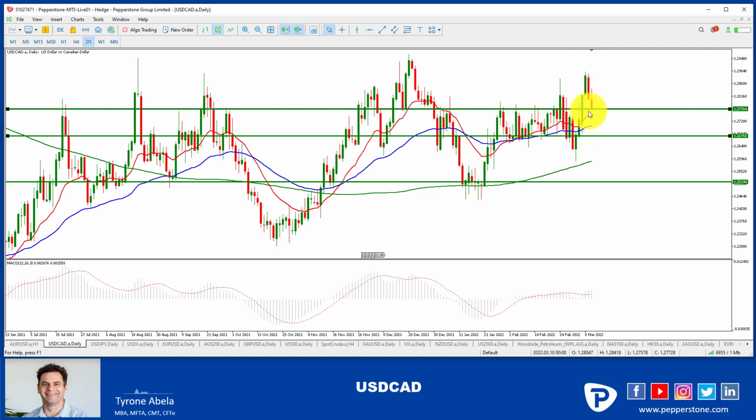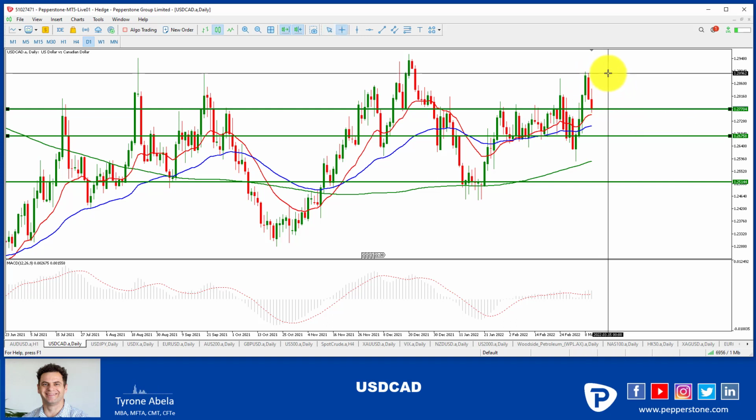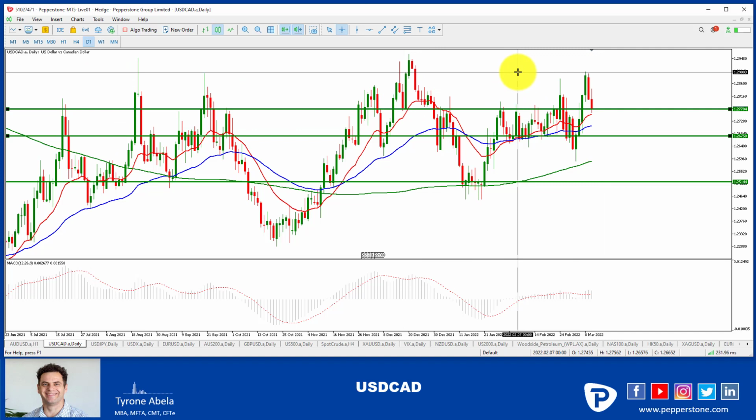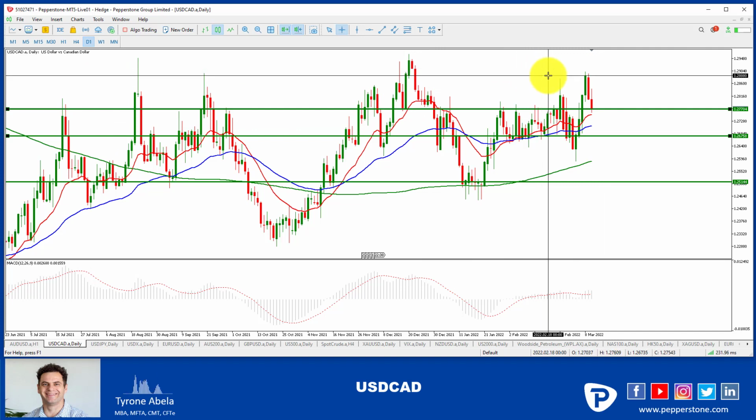Came back down, touched the 20 moving average, and also coincided with this resistance level. What we're looking for here, of course, is a series of higher highs and higher lows to get back up to the previous highs. No surprises that it got up to the 129 and stopped, because that's what it's done many times before. Very strong level of resistance. So we'll be looking for the same pattern to play out again.